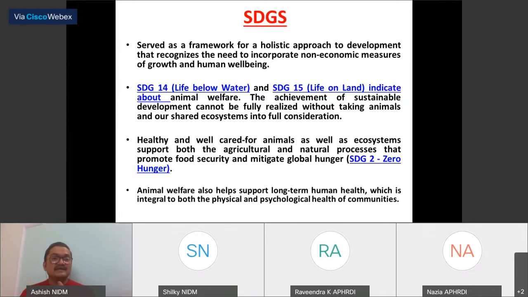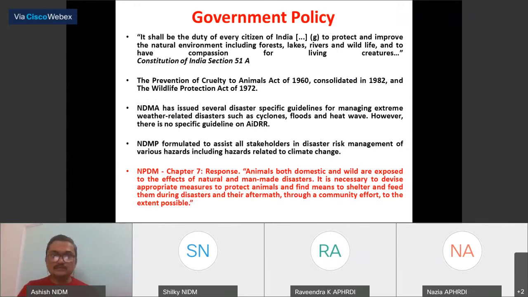Again, if we have healthy animals and better ecosystems, then definitely it supports our agricultural system and our natural processes, so that eventually it will promote food security globally and promote the mitigation of global hunger. That is another target of the SDGs, SDG 2 of zero hunger. So the SDGs also talk about animal protection.